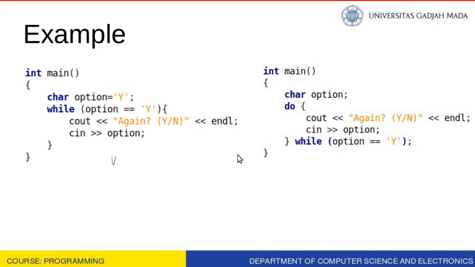So here I have two programs. The first program is the implementation of while, and the second program is the implementation of do while. So you can see the difference is that in the while, the condition is in the first line of the loop or the iterative process. However, in the do while, the checking condition will be at the end of the iteration.